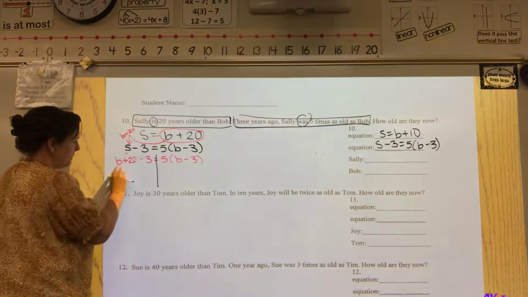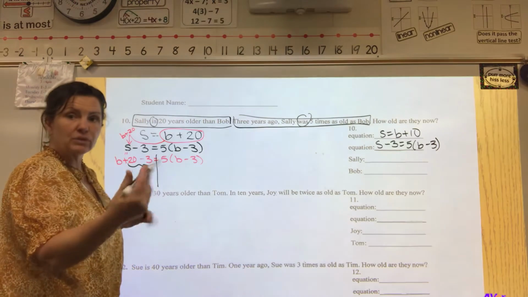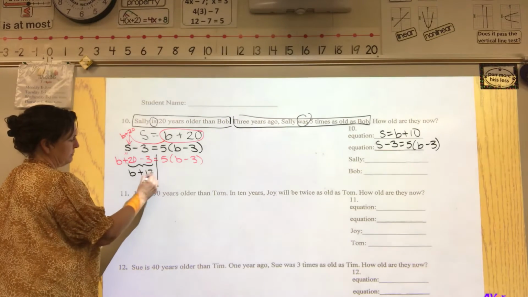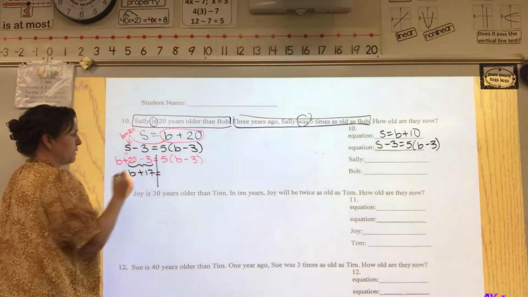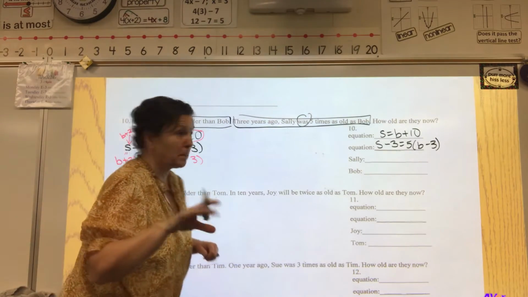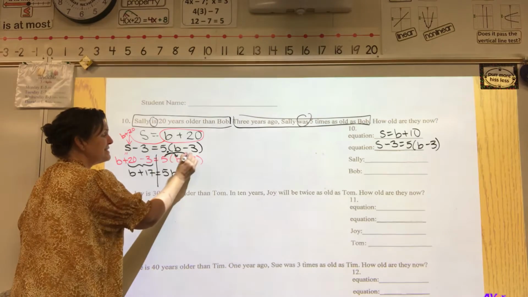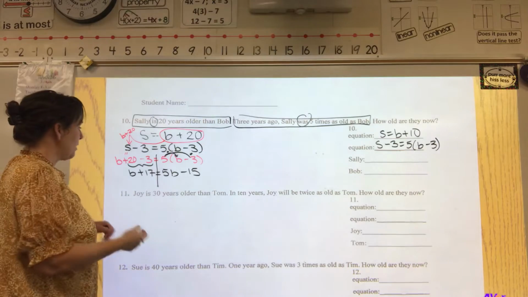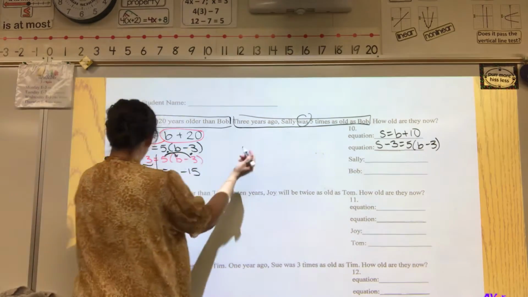B plus 20 minus 3. Oh, I know this. You know that. What's 20 take away 3? Yep, 17. And on this side, I have a beautiful distribution problem. So 5 times B, remember distribution is a fancy way of saying, hey, let's multiply the sucker. 5 times B is 5B, and 5 times negative 3 is negative 15. Cool. Now we have a problem where we have letters on one side and numbers on the other. I'm going to move this over here so I have a bit more space.